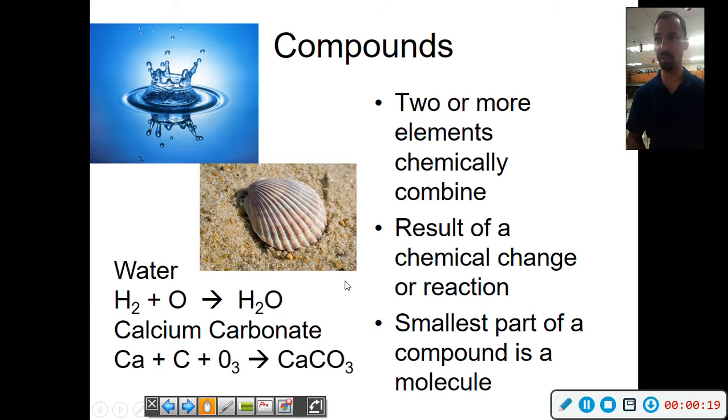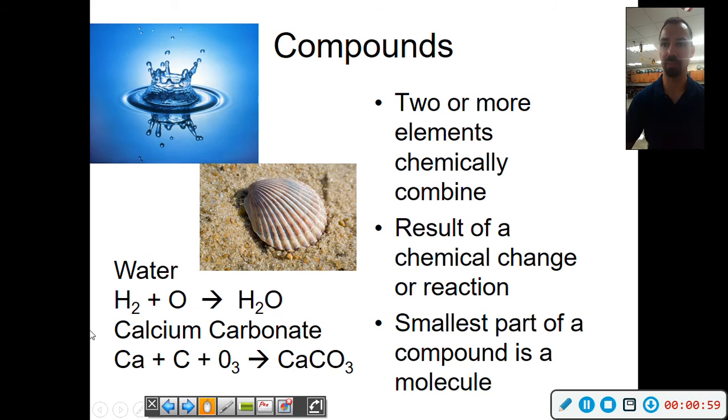So today, first, compounds, which we discussed a little bit already. That's when two or more elements are chemically combined together, and they're bonded together. So the result of a chemical change or reaction, the smallest part of the compound is called the molecule, which we discussed also when we were talking about number of atoms. All right, so water is composed of, basically, the chemical compound is H2O. So there's two hydrogens plus one oxygen, and that gives you H2O.